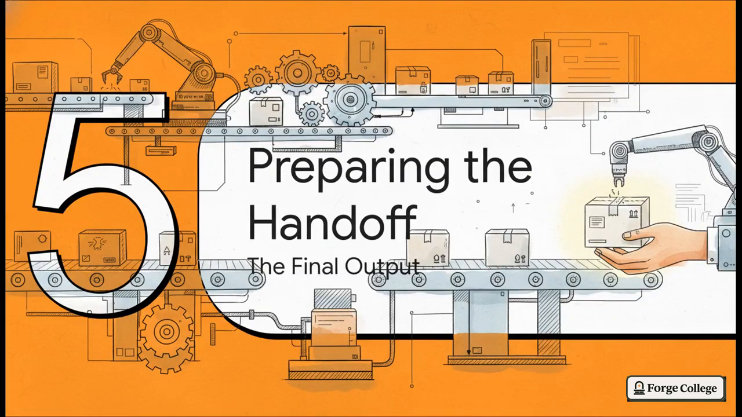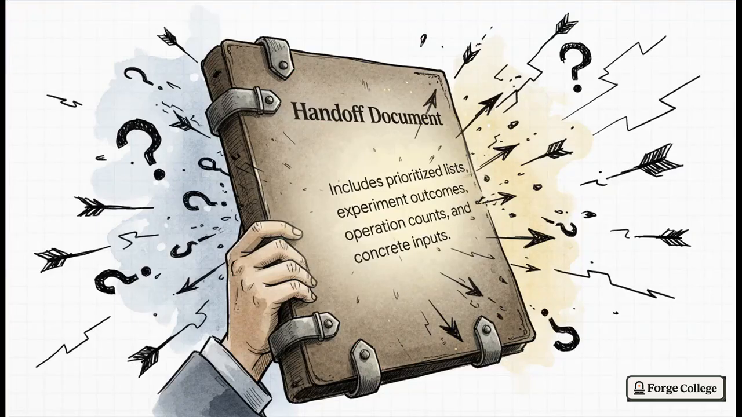Which brings us to Section 5, preparing the handoff. Let's talk about the final output. We've officially reached the end of our engineering assembly line, and it's time to package up our prioritized fixes for the absolute next phase of development. The crucial point here is the makeup of your final handoff document. It absolutely must include your ranked priority list, the outcomes of your targeted experiments, your exact operation level counts, and those input distribution statistics we just talked about.